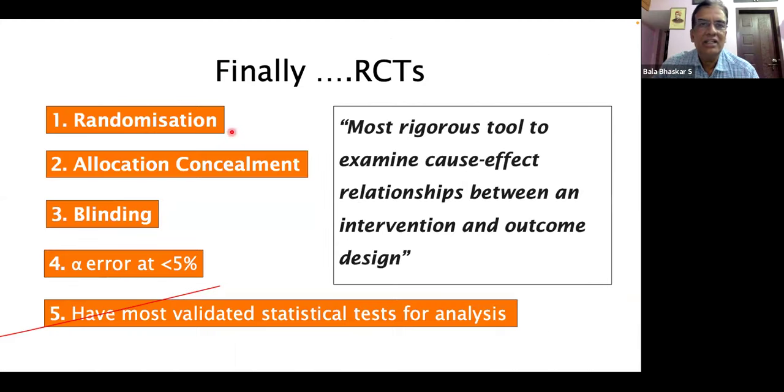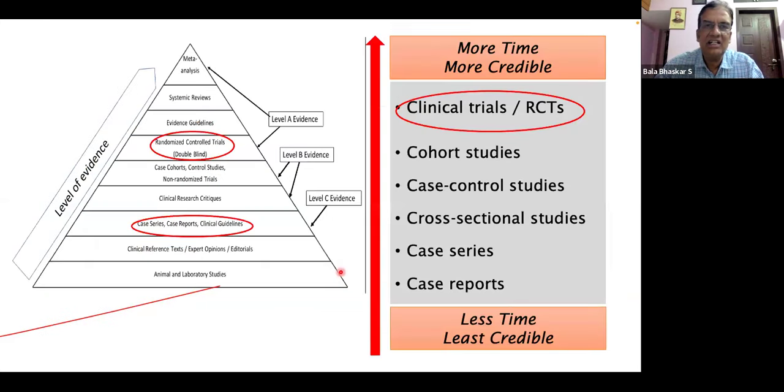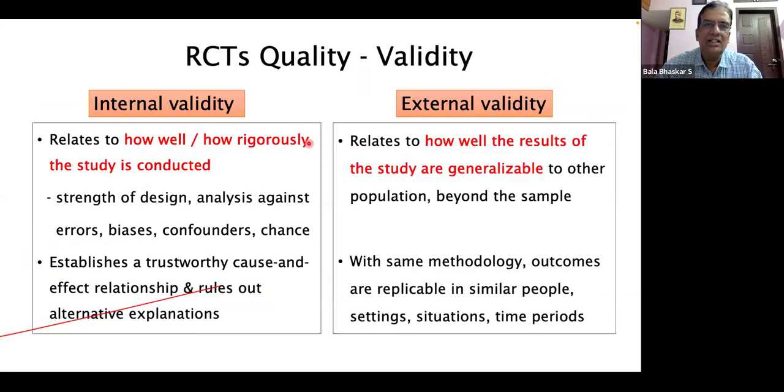Okay. So in fact, what I can say is the RCTs follow the most rigorous tools to examine the cause-effect relationships between an intervention and the outcome. So they take care of randomization, allocation concealment, blinding, errors, and the statistical analysis. And as I told you, in the pyramid of hierarchy of evidence-based medicine, they occupy the highest hierarchy in terms of the epidemiological studies. Case reports are at the bottom. As you go up, we have got the clinical trials and RCTs, right?